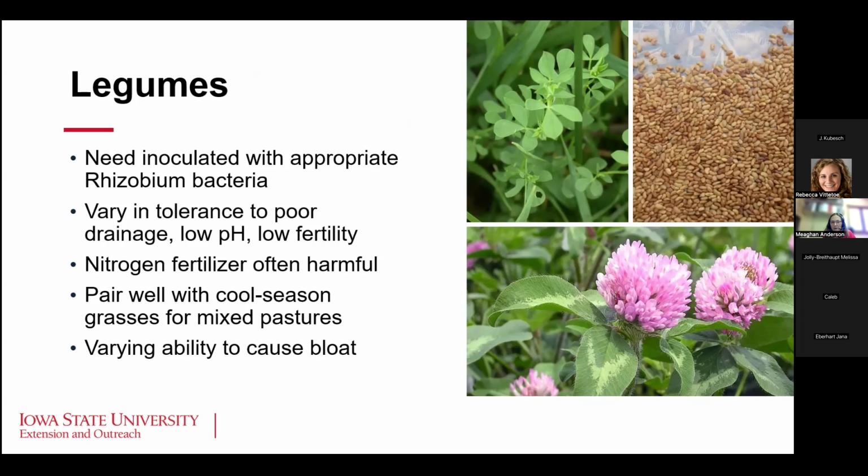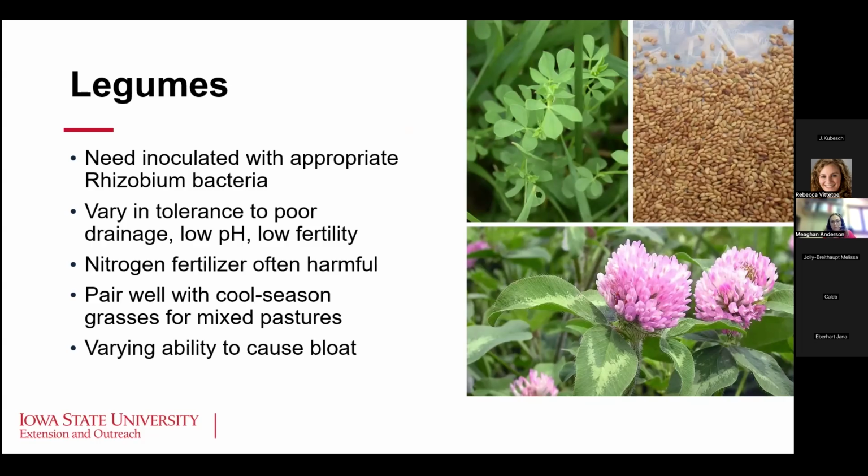They're also going to vary quite a bit in their tolerance to poor drainage, low pH, and low fertility. And so if you're trying to grow a legume, you really want to make sure that you are pairing the right legume with the right grazing situation, and knowing a lot about your soil fertility and drainage characteristics of those fields is going to be really important.